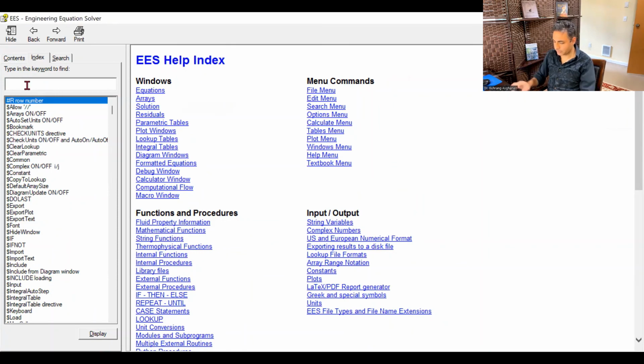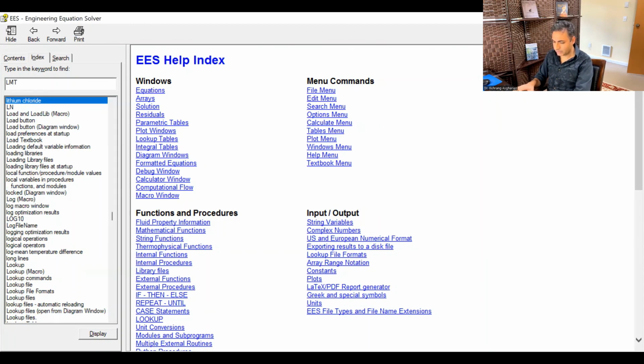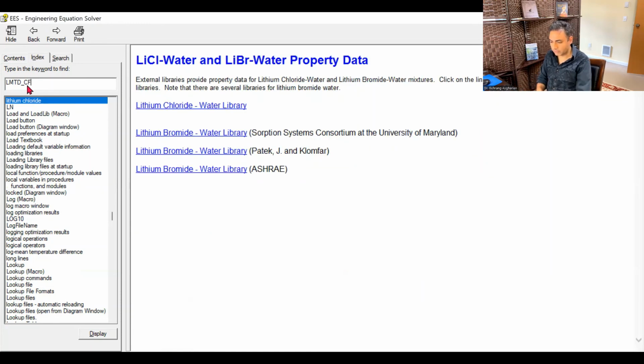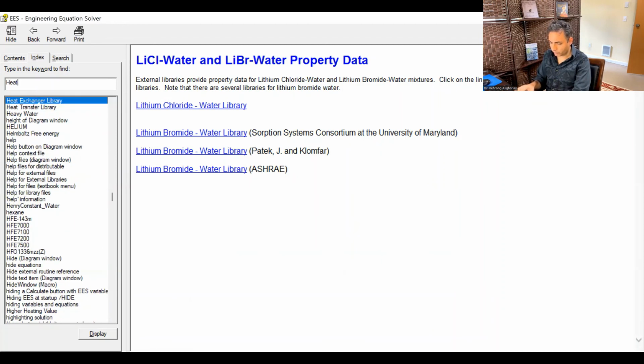And in the help index, if I type LMTD CF, I can't find it. I find other things like lithium chloride or water library. That's not what I'm looking for. I am looking for this function. So you might think that this function doesn't exist. This function does exist, but where do I find it? So one way to find it, if you're looking for help for it, you type heat exchangers.